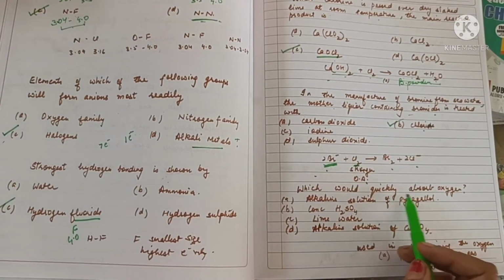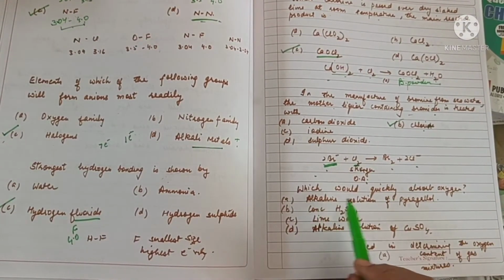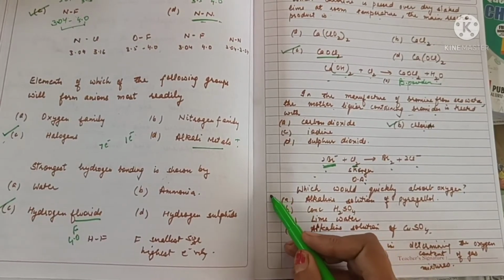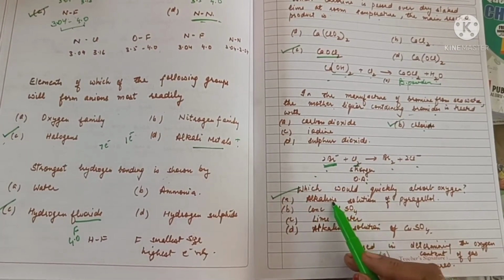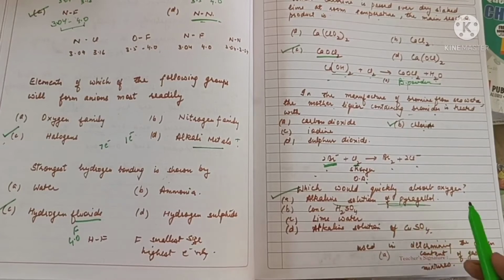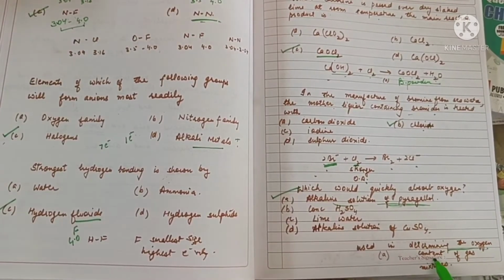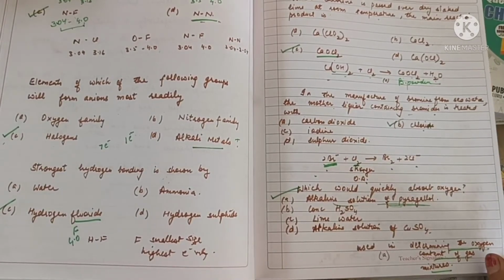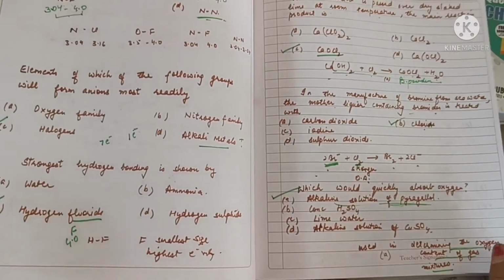Which would quickly absorb oxygen? So, alkaline solution of pyrogallol will quickly absorb oxygen. Its property is used in determining the oxygen content of gaseous mixtures. Option A is the correct answer.